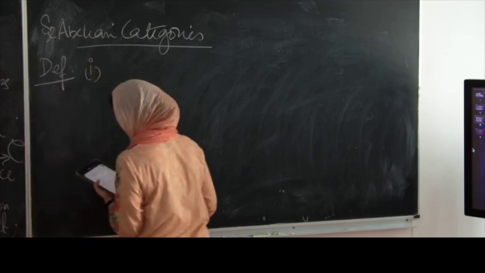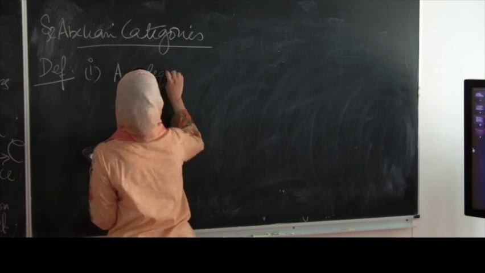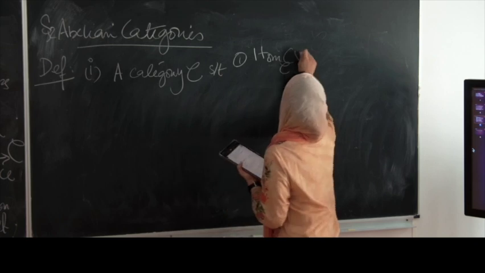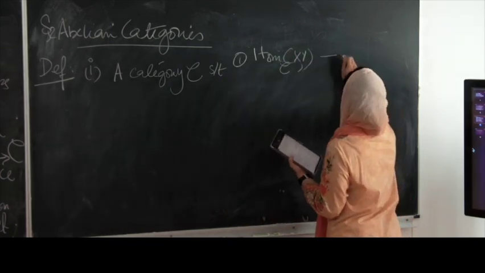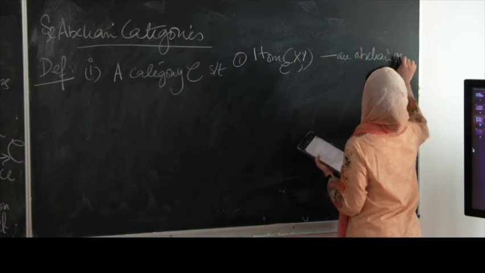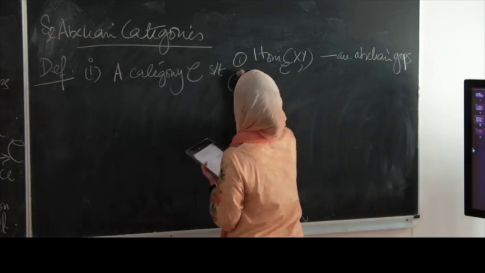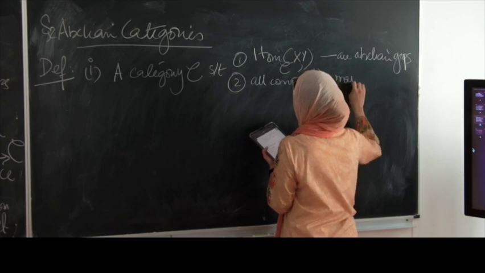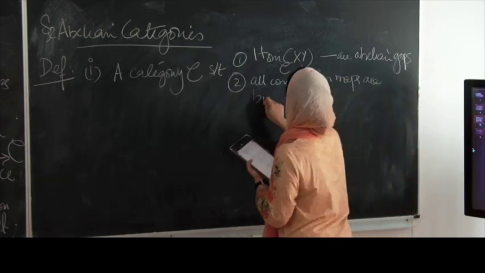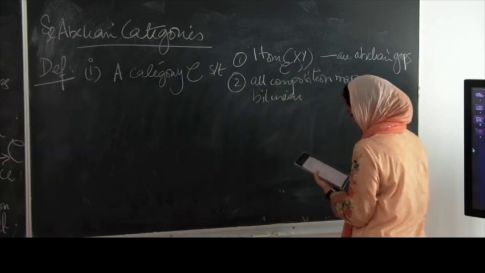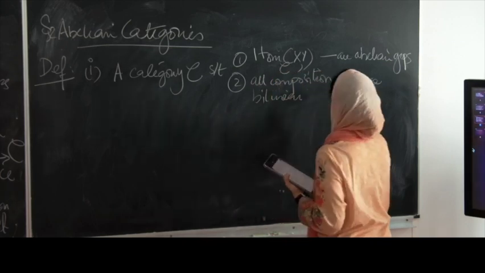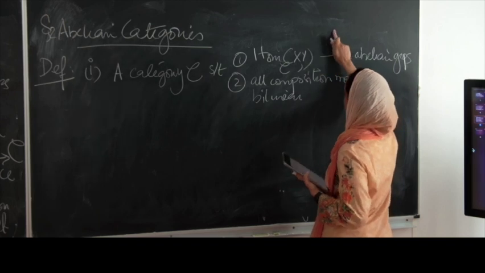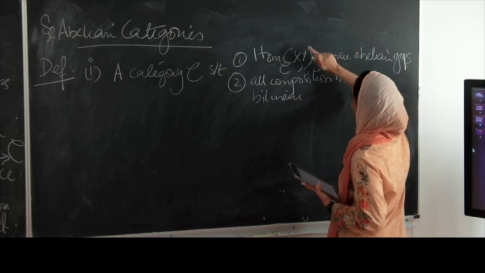So the first definition is that of a Z category. So a category C such that the hom sets between any two objects in C are abelian groups, and all composition maps are bilinear. So what does it mean for composition maps? It's the same. You take a homomorphism from X to Y, and then you compose it with a homomorphism from Y to Z, and the composition gives you a homomorphism between X and Z.